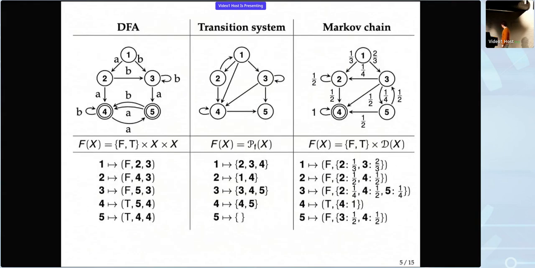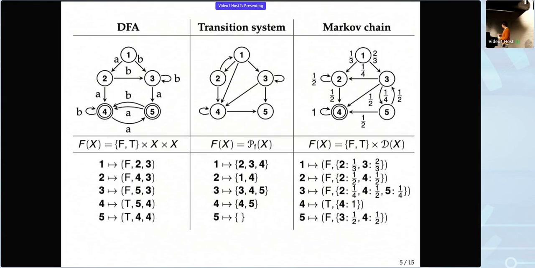So let's look in a bit more detail. On the left here, you see a DFA. And usually we draw that with a picture. But here we want to think about that as the list of information below. So instead of thinking about a graph with edges and labels on the edges and so on, we think about all the data being attached to a particular state. For example, here, state 1, we attach a triple. The F for false means that it's not accepting. And then the 2 means that the A transition goes to state 2. And the 3 means that the B transition goes to state 3.